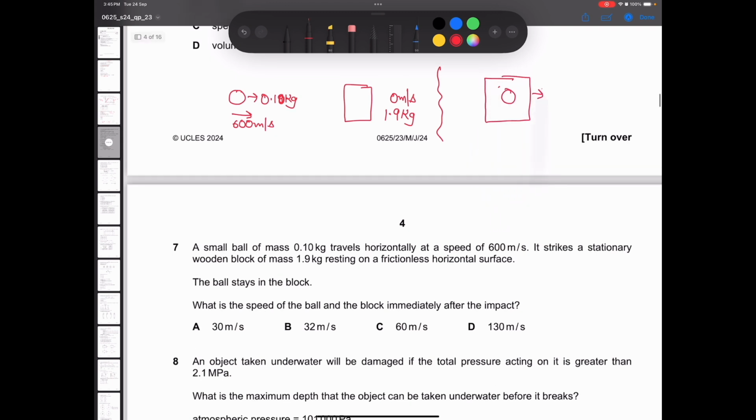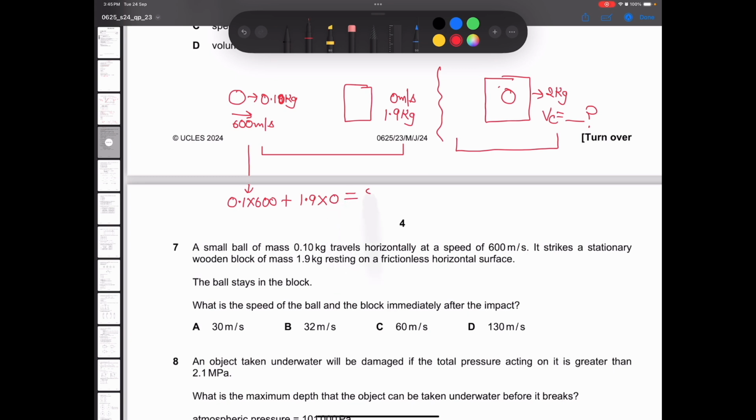So their mass will combine, which will be 2 kg, and now they have a combined velocity that you have to find. So this is a question of momentum conservation. We know that total initial momentum before collision will be equal to the total momentum after collision. And the total momentum before collision is 0.1 into 600 plus 1.9 into the velocity of the block, that is 0. That will be equal to final.